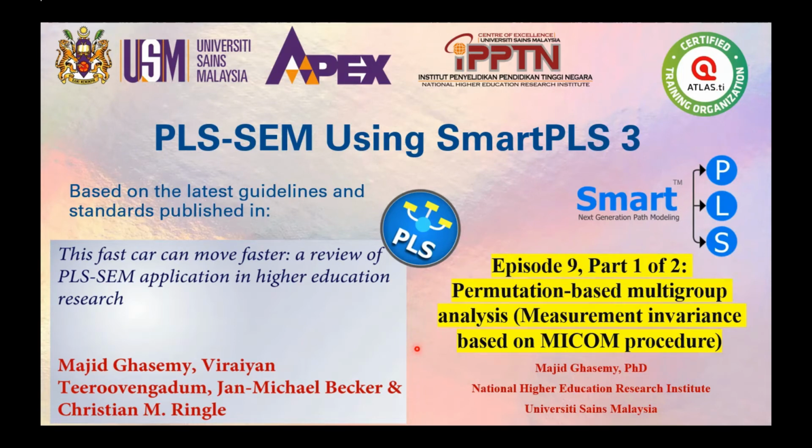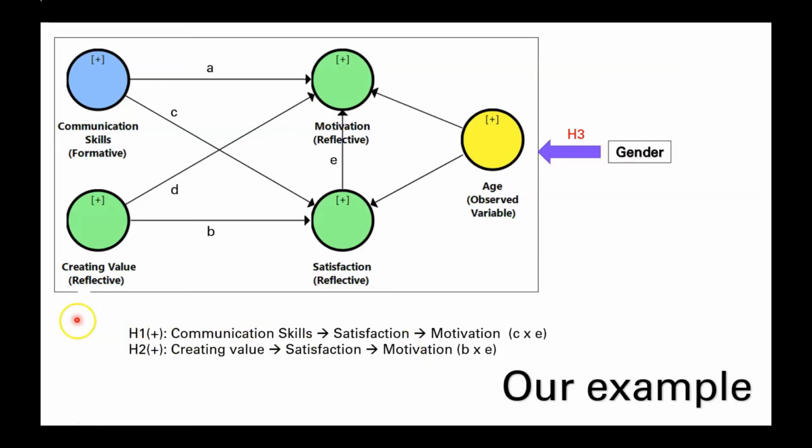This video is about permutation-based multigroup analysis, and I'm going to show you how you can establish measurement invariance based on the MICOM procedure. You should know that establishing measurement invariance is a very important requirement for a meaningful multigroup analysis. Alright, so this is our example.